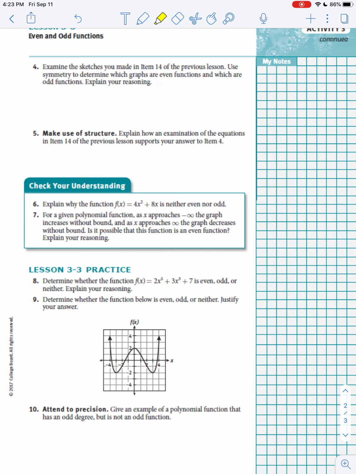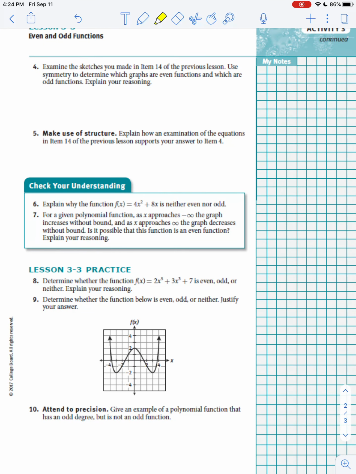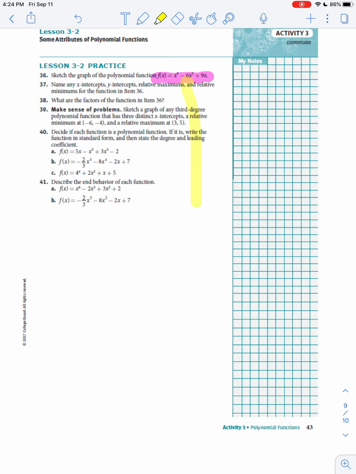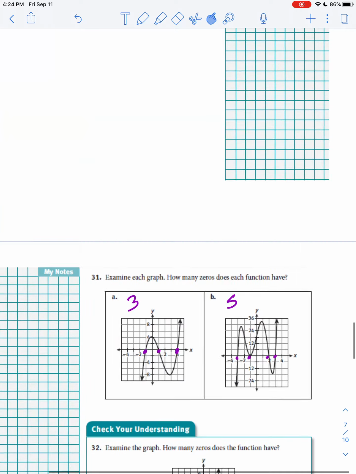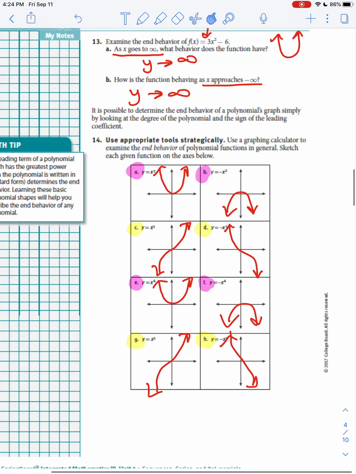Okay. Page 2. It says, examine the sketches we made in item 14 of the previous lesson. Use symmetry to determine which graphs are even and which are odd. All right, well, we have to go back to that lesson then. So item 14 of the previous lesson, if I flip back to that, let me go to attributes. And let's go back to the number 14, where we made those graphs. Nope, not those 2. We made the 6 graphs.